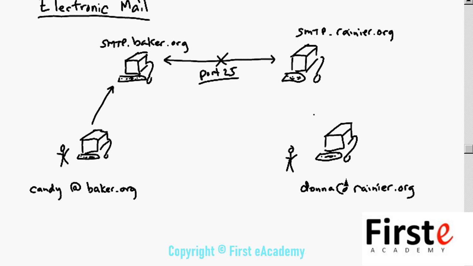Okay, so let's just talk about what can break down in this process, and I think that will help us understand a little bit more about the email system. Well, the two most common things that can go wrong in this picture.